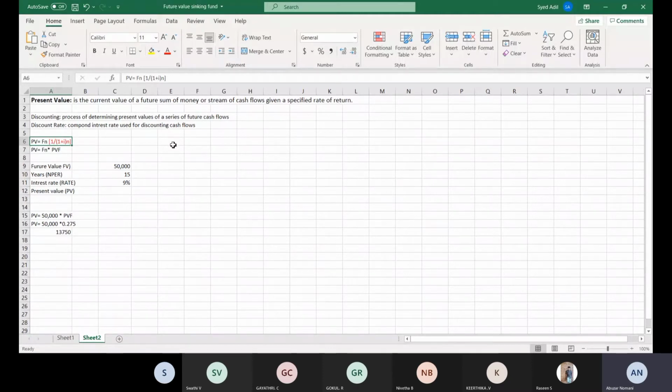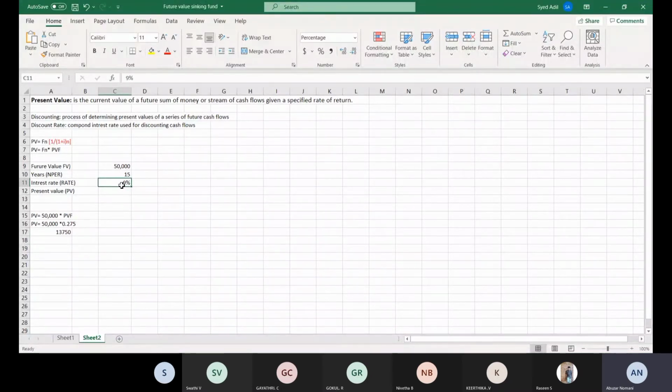Suppose with the help of a formula we are going to find it out. Suppose we have this example. We have a future value given as 50,000. As an investor, we want to find the present value of 50,000 to be received after 15 years. The interest rate is 9%. So what will be the present value of that future sum of rupees that we are going to receive?